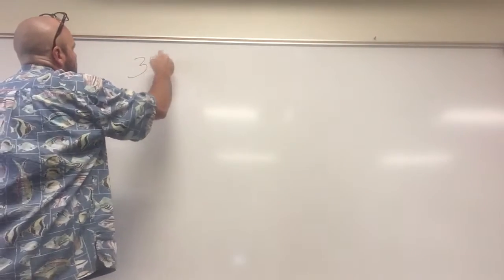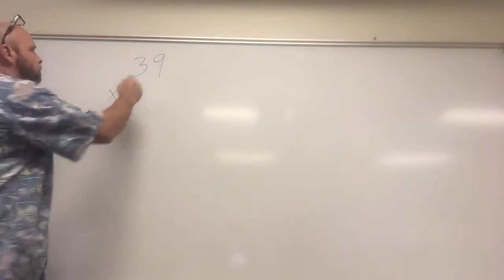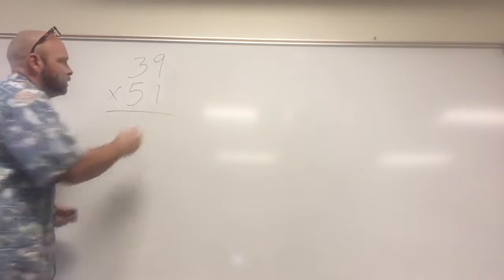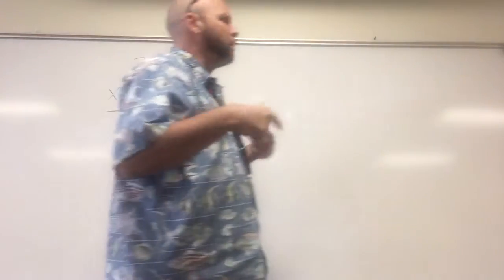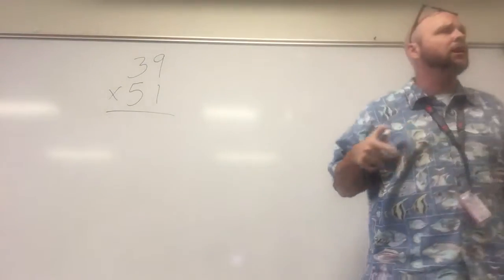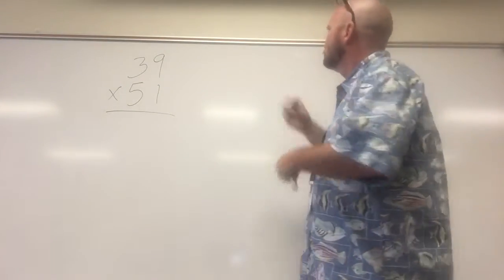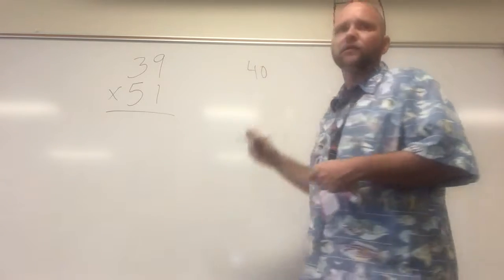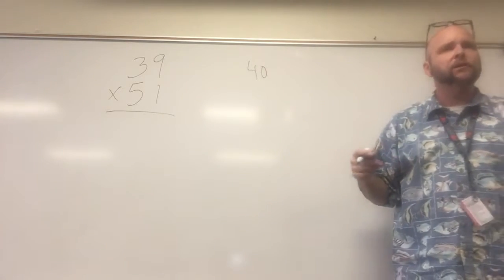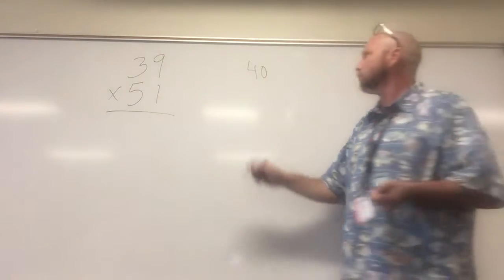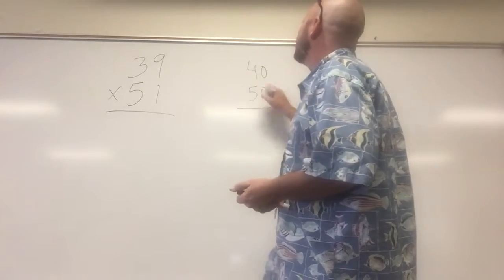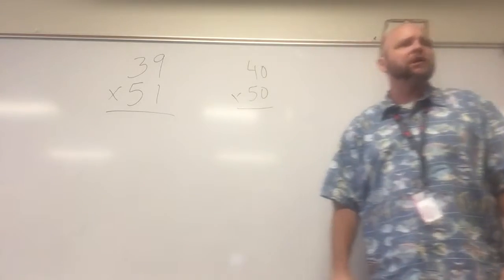Okay, give me a 2-digit number. 39. Maya, give me a 2-digit number. Okay, let's get an idea of what my answer might be. Brooklyn, 39 is close to what? 40. Brooklyn, 51 is close to what? 50. So I want to get an estimate of what my answer should be close to.